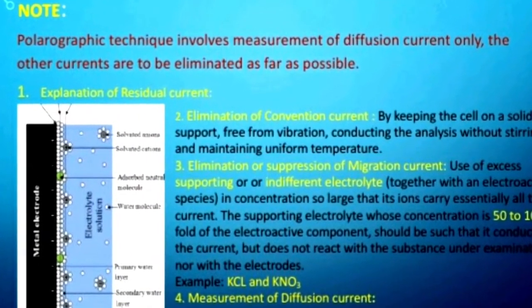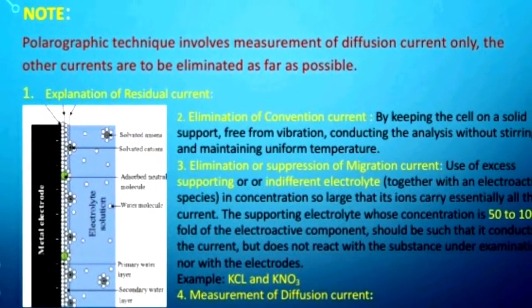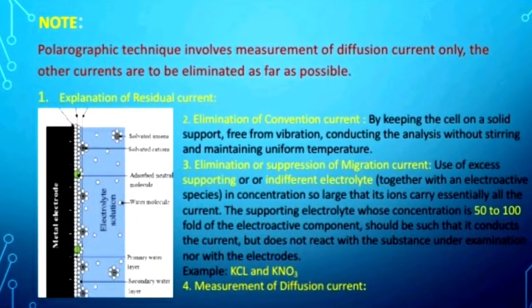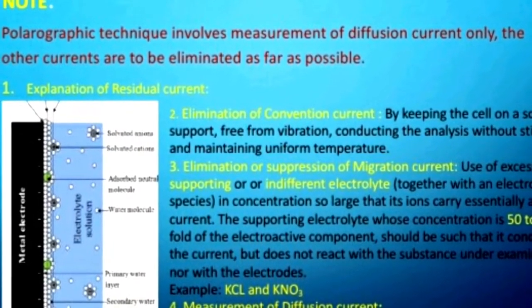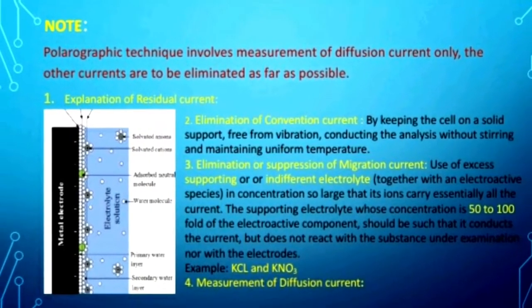The last one is elimination or suppression of migration current. Here there is a note of doubt as to whether migration current can be completely eliminated or if it can only be suppressed. So it's always safe to write elimination or suppression of migration current.